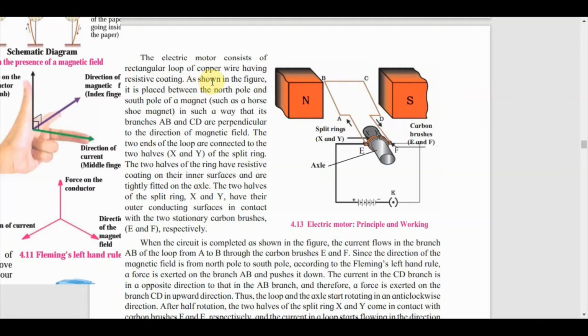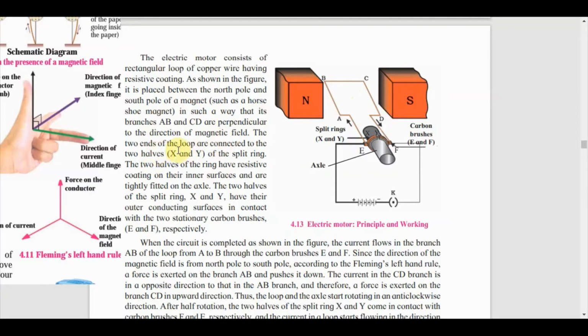Okay, as shown in the figure, it is placed between the north pole and the south pole. See here, this is the wire which is placed between the north pole and south pole, such as a horseshoe magnet, in such a way that its branches AB and CD are perpendicular to the direction of the magnetic field. See here, AB and CD are perpendicular to the direction of the magnetic field.